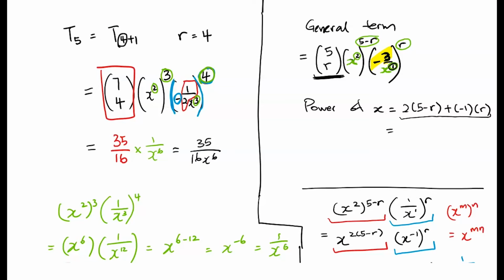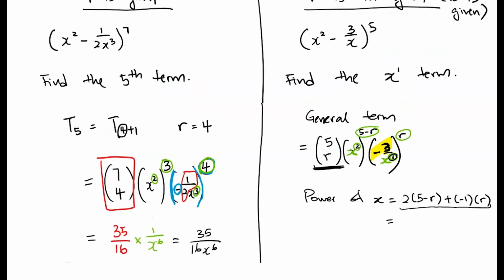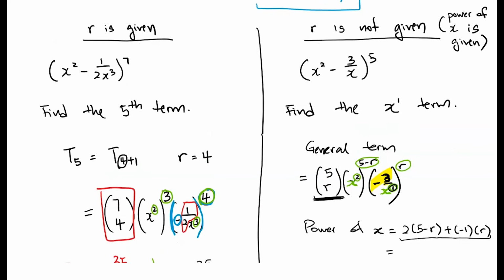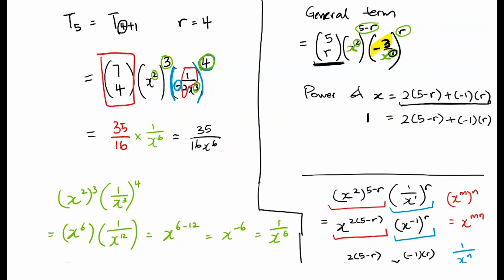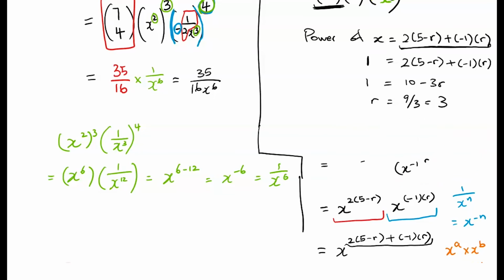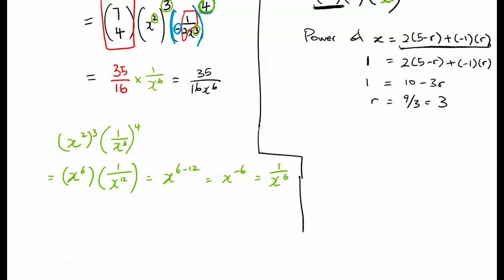Okay, now let's continue on with the previous question. For this question here, we are asked to find the x to the power 1 term. So I will say the power of x is 1, and that is equal to the power that I got from the general term. Now all I have to do is to simplify and find my r. Once I found my r, I can then put the r inside the general term, and I can find the term that I want. So let me erase all this here. Now I can move on to find my x to the power 1 term.